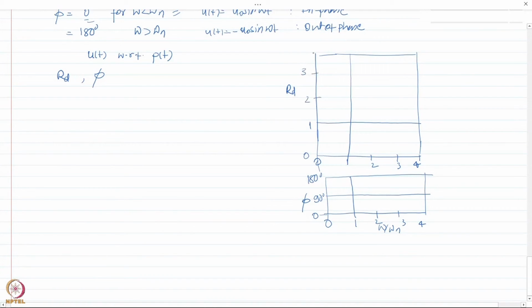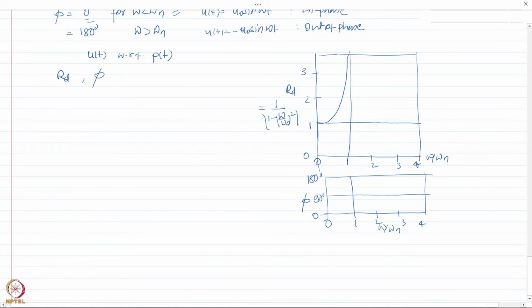If I simply take the mod of this function, again it starts at 1 for a very small value of omega by omega n. So RD, let me write down the expression anyway for your convenience. When omega by omega n is very small, it is equal to 1, and it is unbounded at omega by omega n equal to 1. So it will start at 1 and then it will go like this.